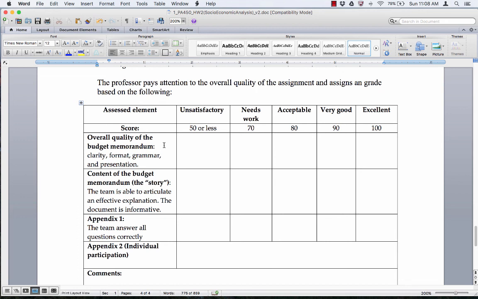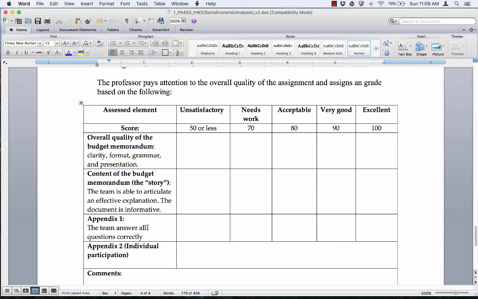Then I will go to the story that you're telling me. That is the content of the document. I want to make sure that the team is able to articulate an effective explanation and that the document that you are giving me is actually informative. I will be playing the role of the chief budget officer that is reading the work that his team has put together. Then I will go to Appendix 1, and here I want to make sure that the questions that I posed above are answered correctly.